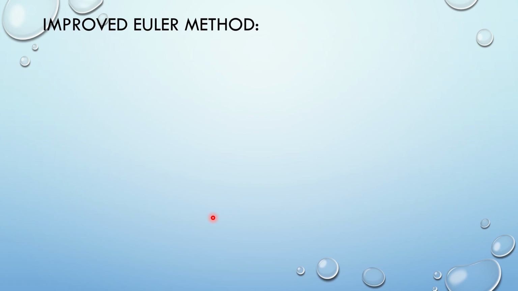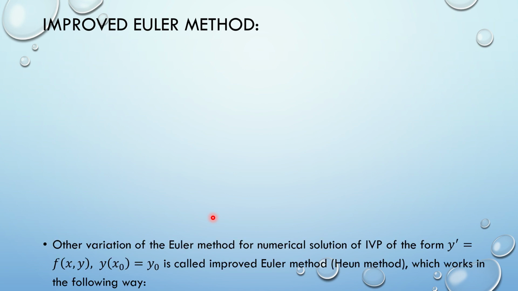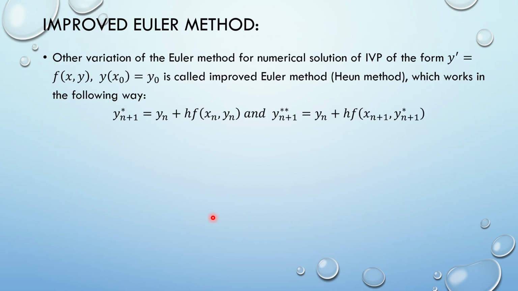The next variation is what is known as the improved Euler method, in which we do what? The problem is the same. So we first use the Euler method, the simple Euler method, which is using the previous values xn and yn, right? And then we find another value, which is the improved value of yn, by using Euler method again.